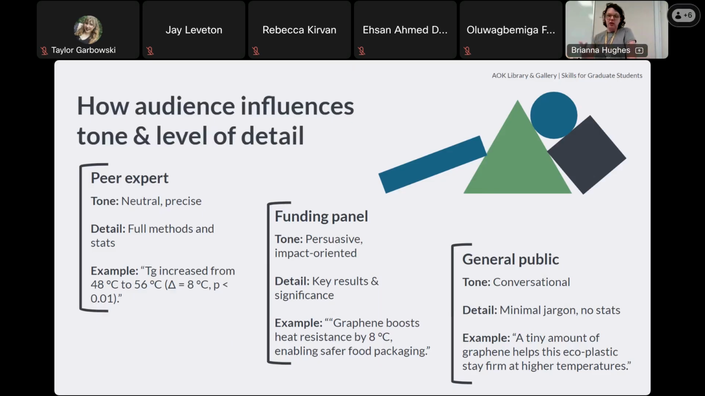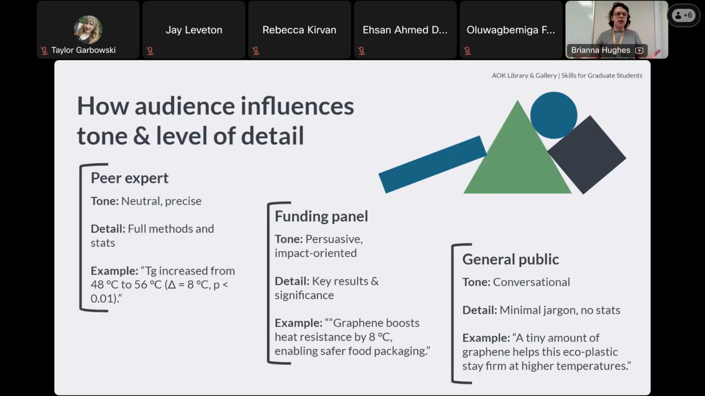If you're writing for a funding panel, the tone you should be striking is persuasive. You're trying to persuade them of something. You're trying to persuade them to give you money. So thinking persuasive, really focusing on the impact that your research has or the potential research might have, the outcomes, thinking about that, and really making sure that you're detailing any kind of key results, the significance of things. And here the example talks about exactly why the graphene boosts heat resistance, why that's important, because it enables safer food packaging.